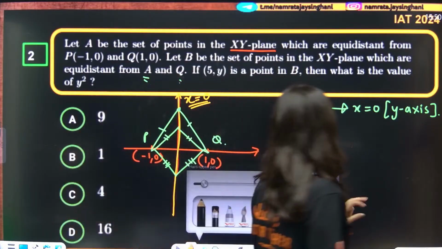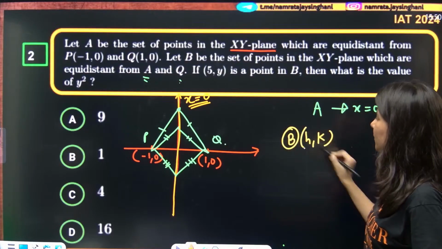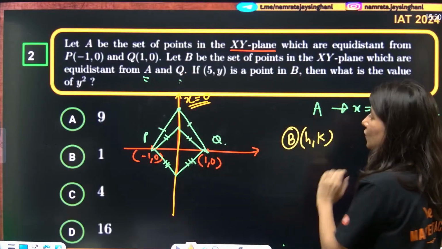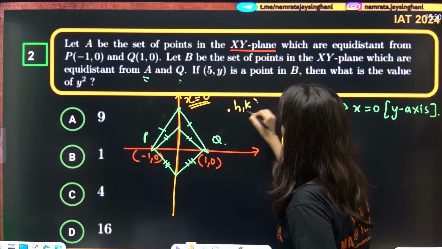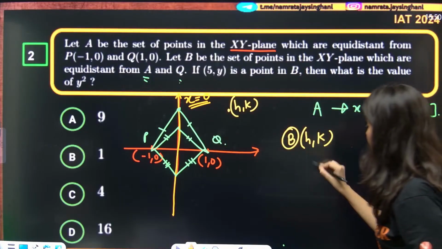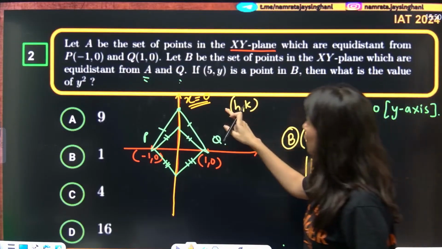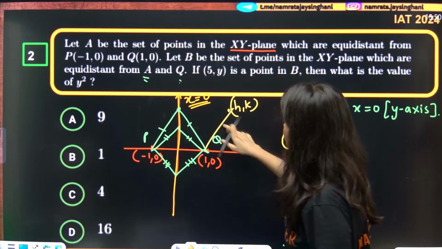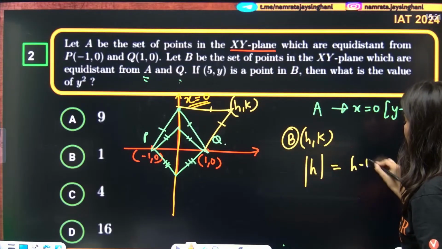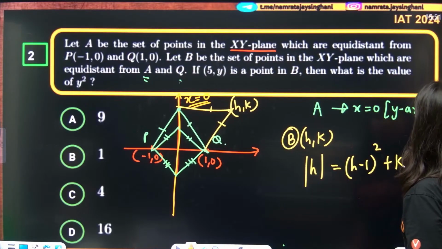Now what will be B? Let us suppose (h, k) is the locus of B. Now B is equidistant from A. A is the y-axis. So (h, k), if I place it over here, its distance from the y-axis is clearly going to be h. So the distance is |h|. In fact, |h| is equal to the distance of (h, k) from point Q. So the distance between (h, k) and (1, 0) is (h minus 1) whole square plus k square, under a square root.